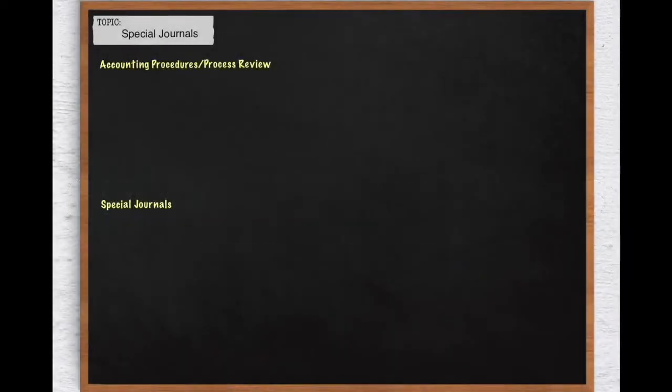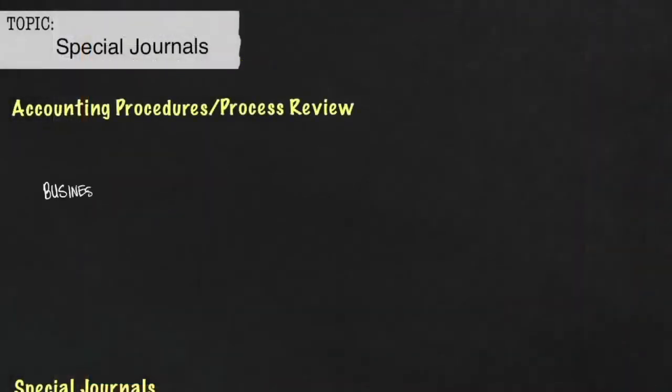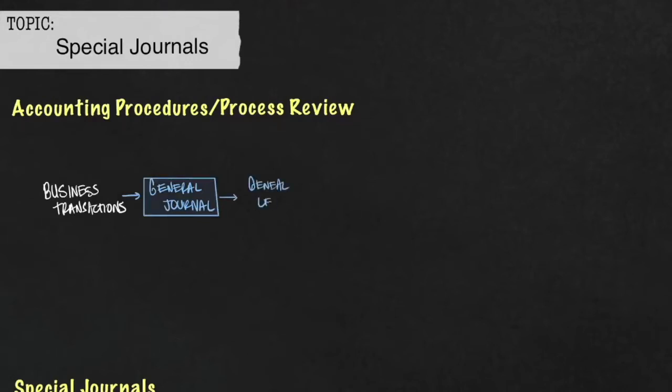about special journals. Before we do that though, let's review the accounting procedures and processes. Remember that we have business transactions that go down. We record those business transactions in a general journal. Remember the debits and credits by date order, and then we post it to the general ledger.